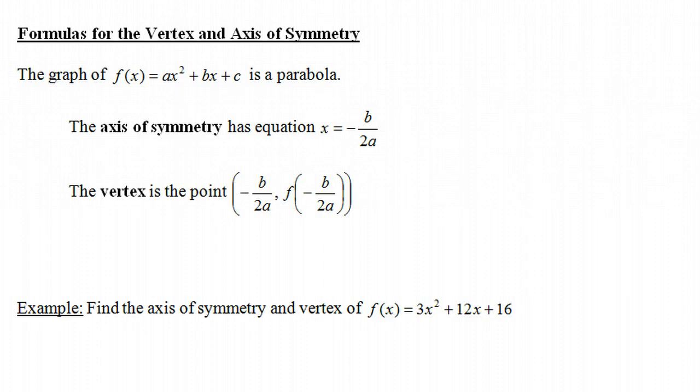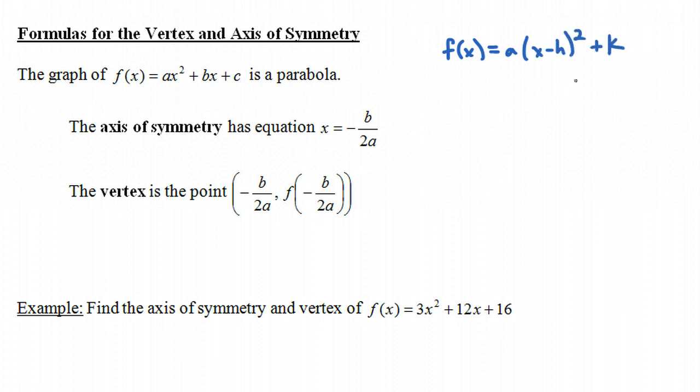In this video, we're going to talk about formulas for the vertex and axis of symmetry of a parabola. Now, the graph of f(x) = ax² + bx + c is a parabola. And the question is, what is the axis of symmetry and what is the vertex? Well, it's much easier if you have it in the form a(x − h)² + k.